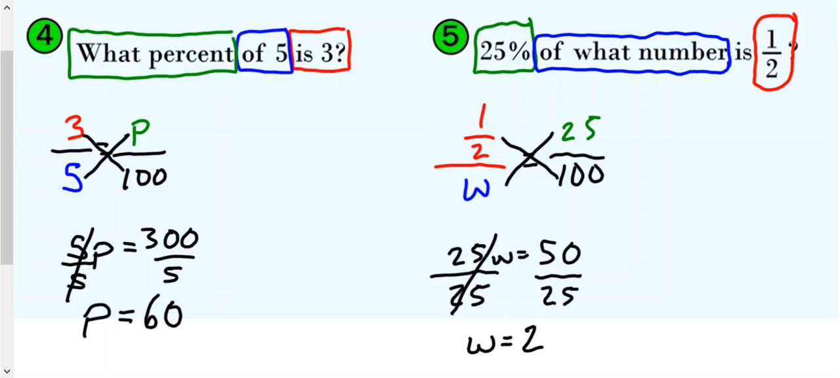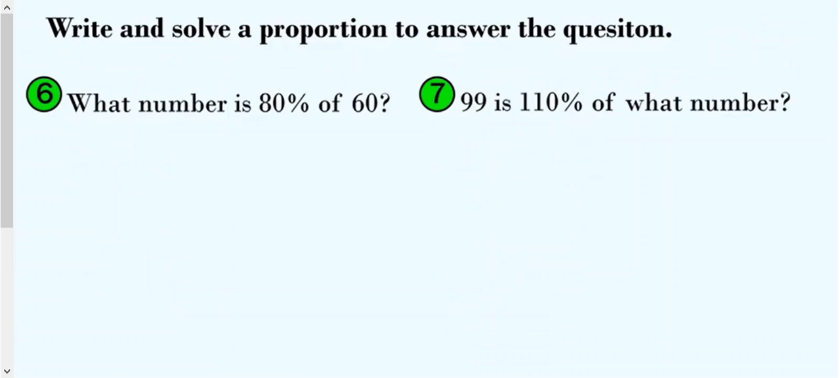So our W is equal to our whole. So 1/2 is equal to 25% of 2. Or 25% of 2 is 1/2. Alright, 2 more here. Go ahead and pause. Try these examples out on your own and then come back and see how you did.